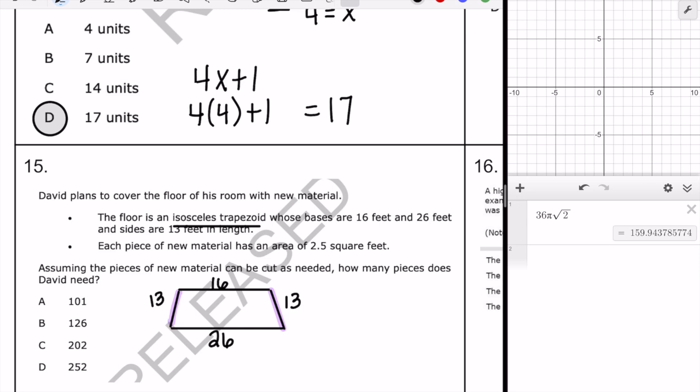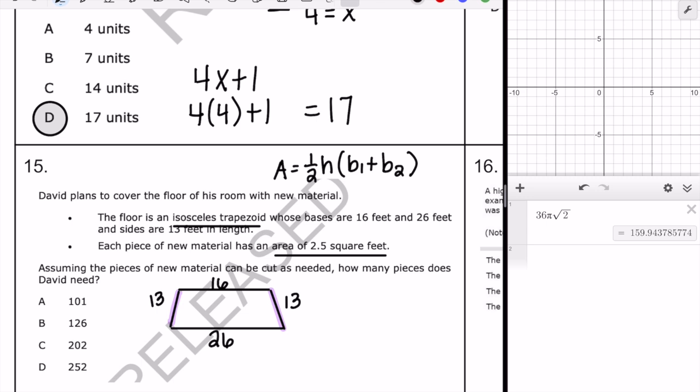Each piece of new material has an area of 2.5 feet. So it says, assuming that the pieces of new material are cut as needed, how many pieces does he need? So I need to find the area of the trapezoid. Now, the area of a trapezoid is 1/2 the base times the height. However, I got two bases. So when I do my two bases, I got to add those together. Remember, trapezoids have two bases. So it's still going to be 1/2 base times height, but the bases are two of them, so we got to add them together.